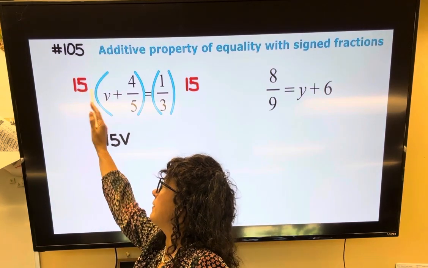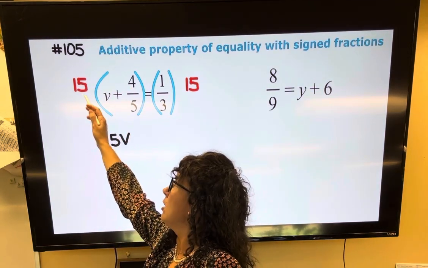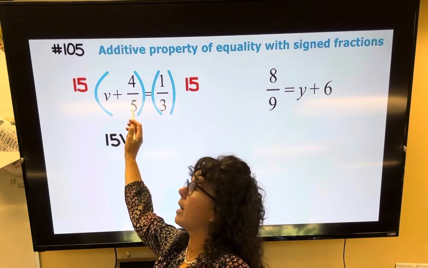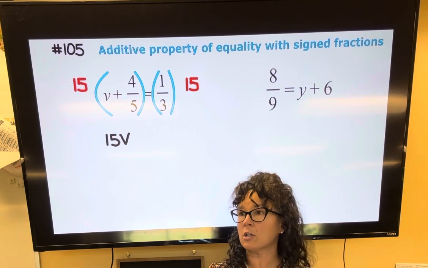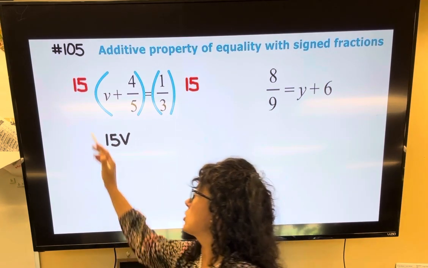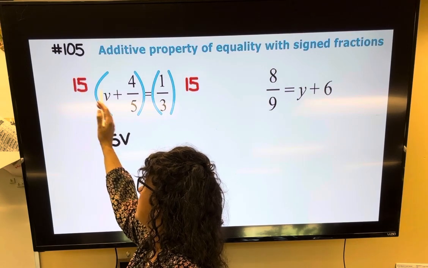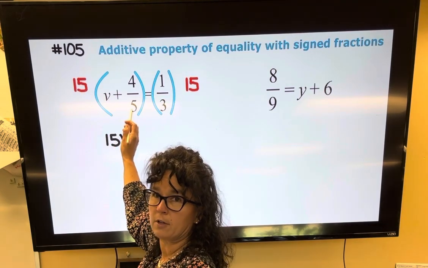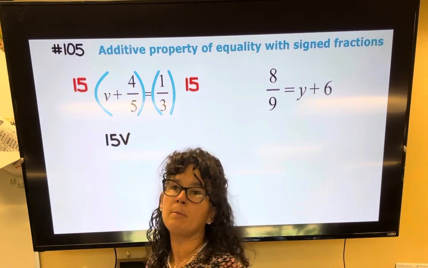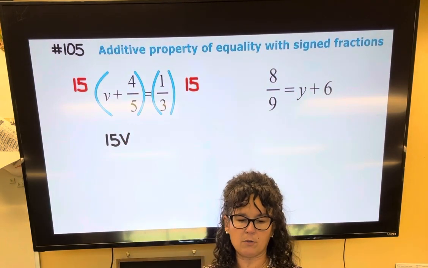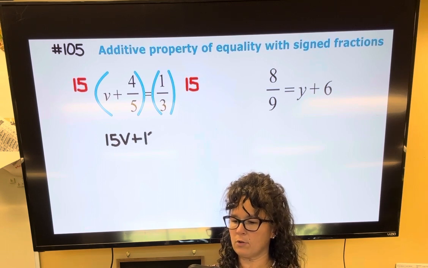So I can take 15 divided by the 5 and then multiply by 4, or I could do 15 times 4 and then divide by 5. I think the division is easier to do first. So when I take 15 times 4 over 5, I'm thinking 15 divided by 5, which is 3, and 3 multiplied by 4 is 12. So this is going to be plus 12.